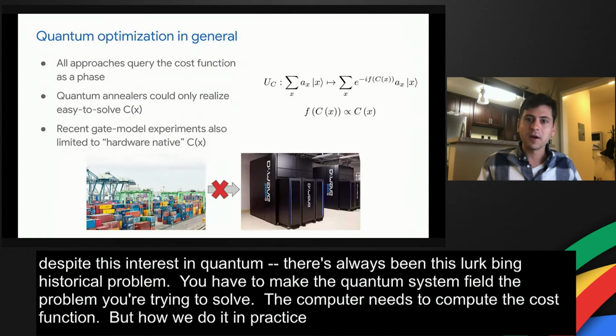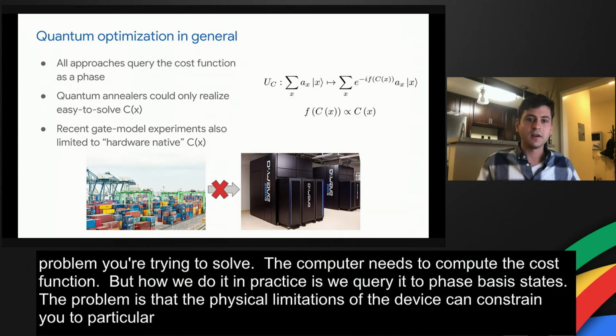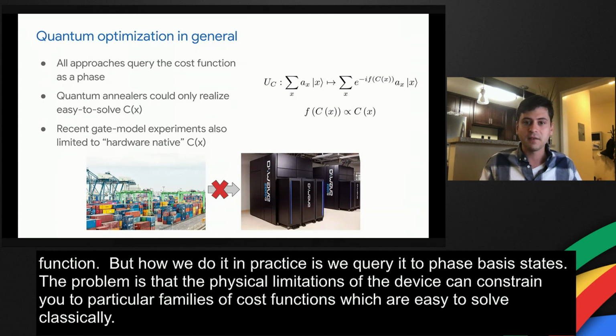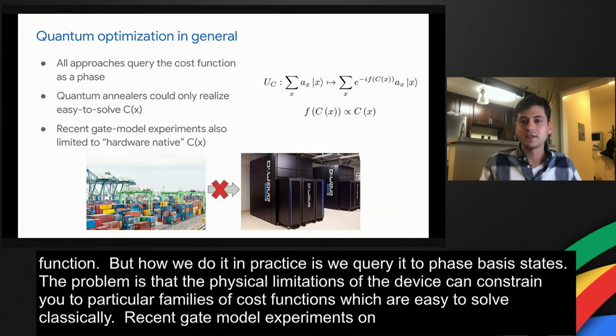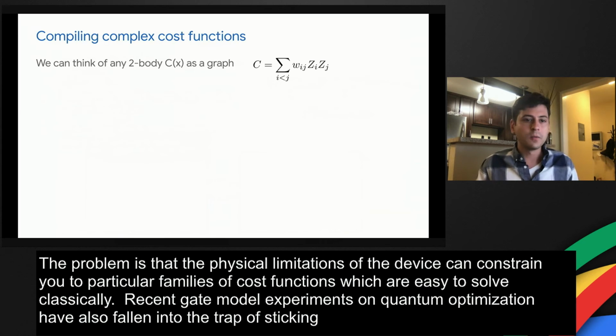The historical problem is that the physical limitations of the device can constrain you to particular families of cost functions, which are easy to solve classically. Annealers certainly have this problem, but recent gate model experiments on quantum optimization have also fallen into the trap of sticking to hardware native cost functions. And what do I mean by a hardware native cost function?